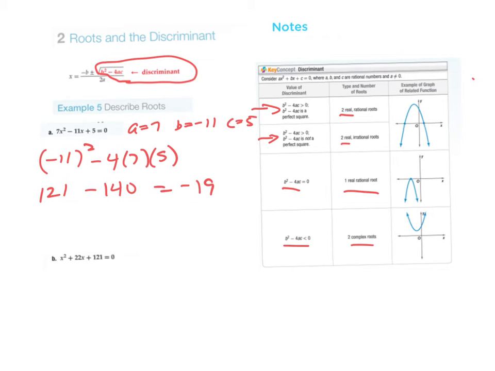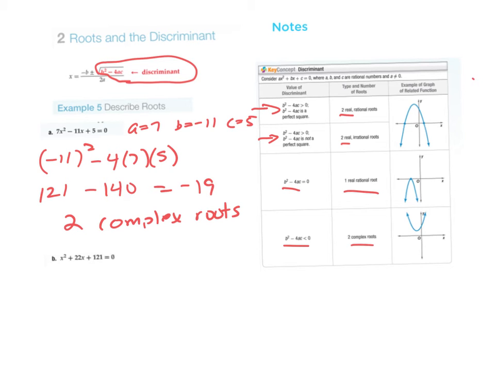So this equals -19, which is less than 0. So since it's less than 0, we have what's called two complex roots. So the answer to this is two complex roots, which means it never touches the x-axis. All right, so let's look at our next problem and do the exact same thing.